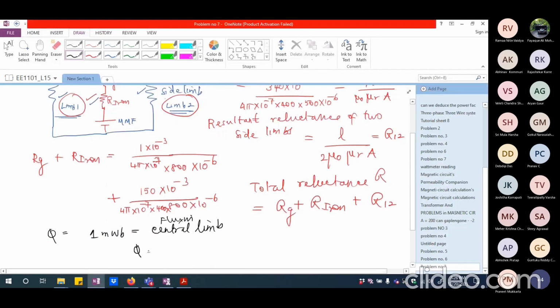So we can say flux multiplied by R equal to MMF needed. So you should be able to calculate exactly what kind of MMF you need for establishing a flux of 1 milliweber in the middle limb. Overall reluctance of this magnetic circuit happens to be this entire thing. Any questions on this? Any questions?